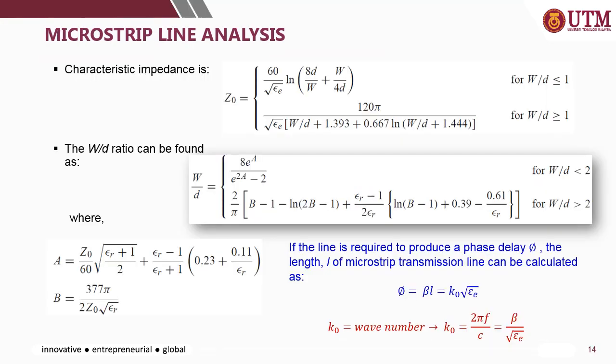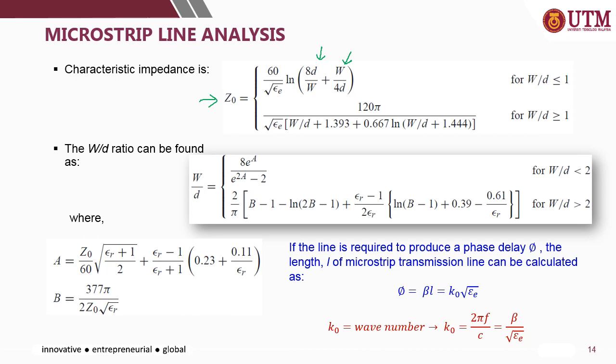Okay, next is the characteristic impedance for the microstrip line, which can be estimated by using the following equations, that depend on the d, the thickness of the substrate, and the width.